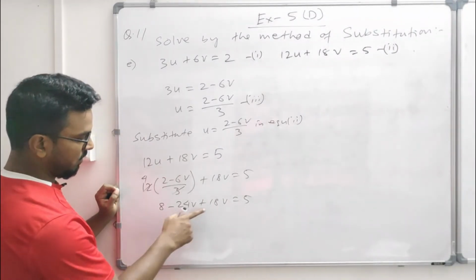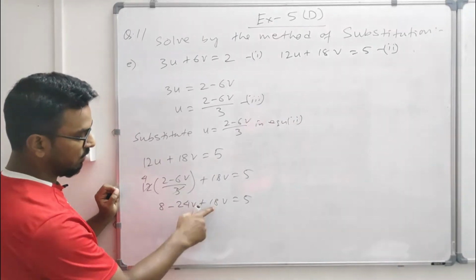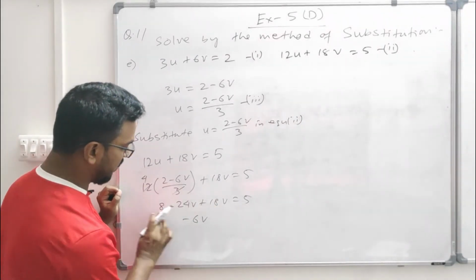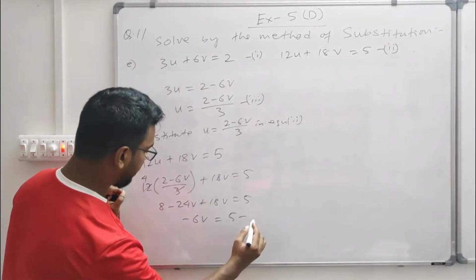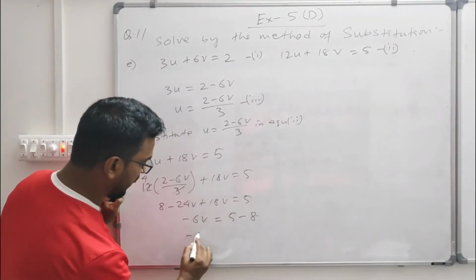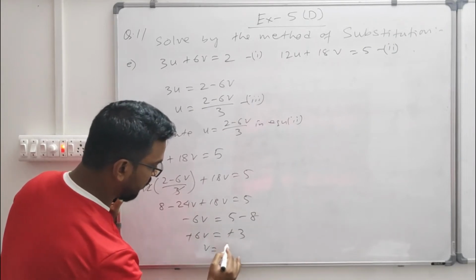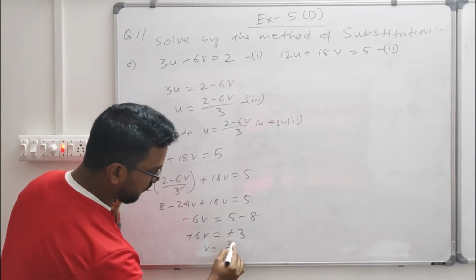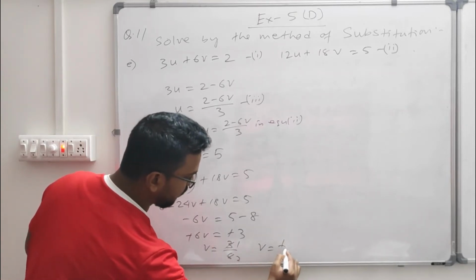So plus minus will become minus. 24 minus 18 will become minus 6b. Take this to the other side, you will get 5 minus 8. So minus 6b equals minus 3. Minus minus cancel, the value of b will become 3 by 6. If you cancel, 3 1s are 3, 3 2s are 6. So the value of b becomes 1 by 2.